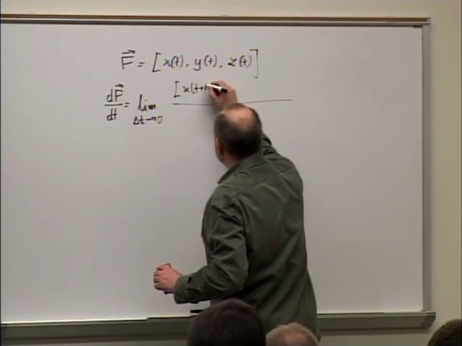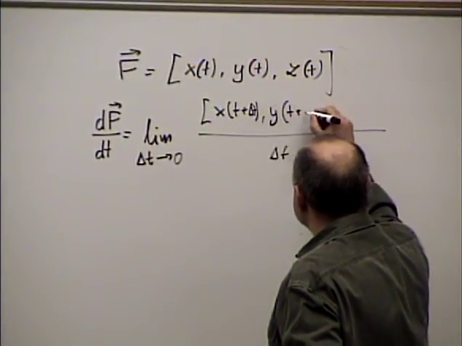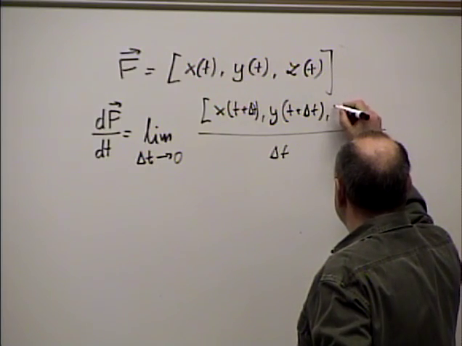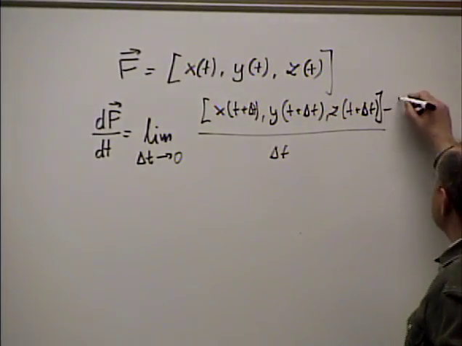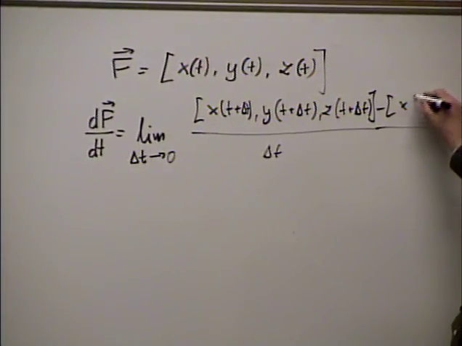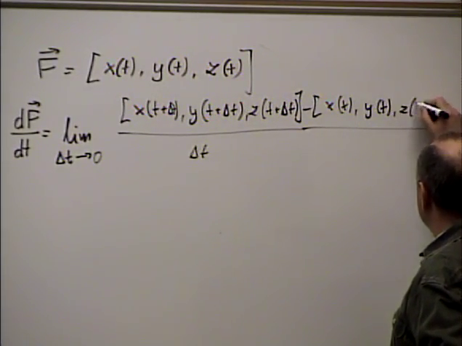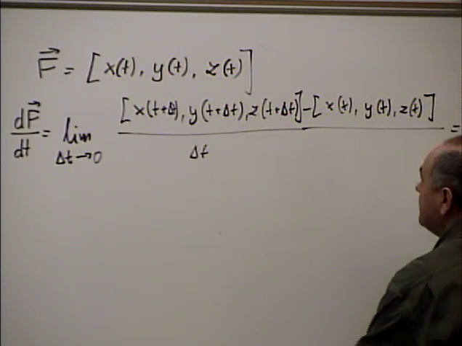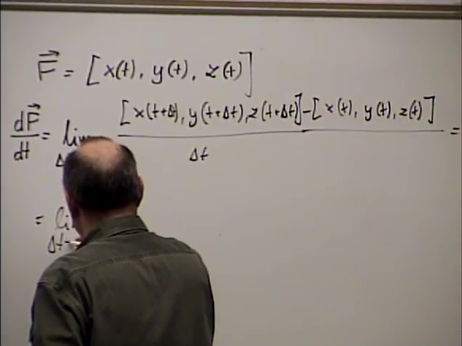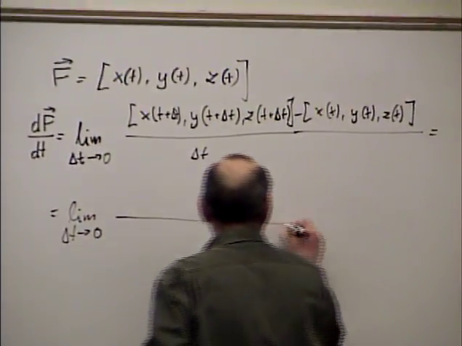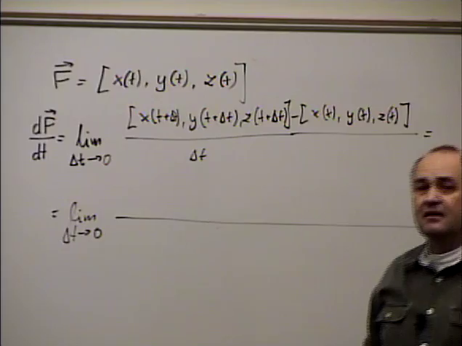function at instant t plus delta t, and z of t plus delta t minus the value of the function at instant t. Which means I have to calculate the limit, and let's perform the operation of addition, yes?